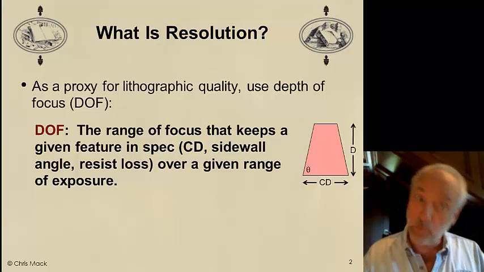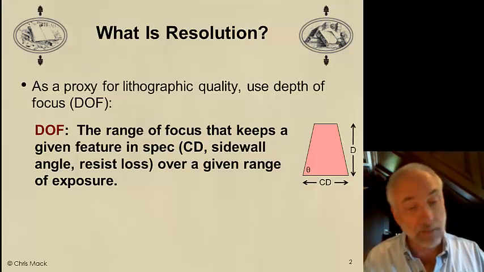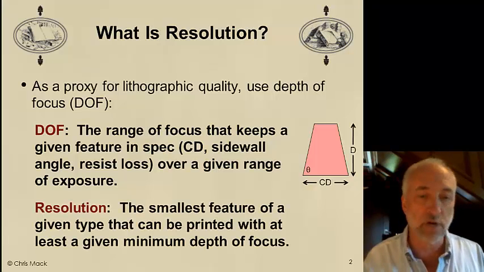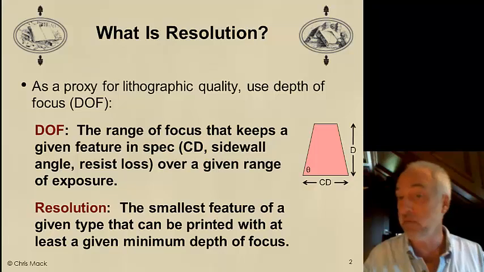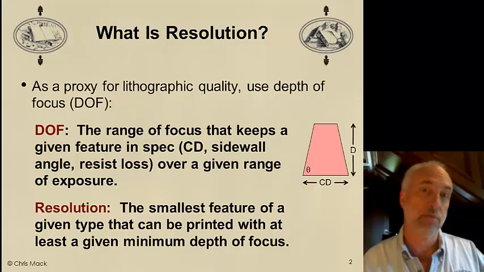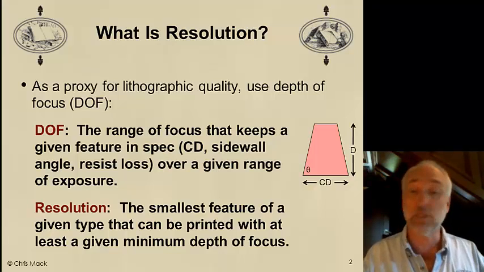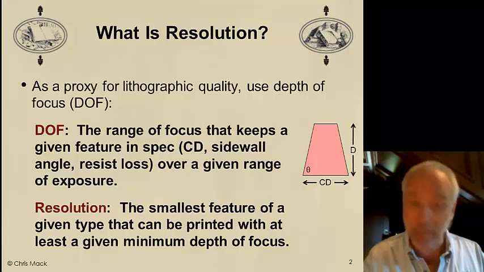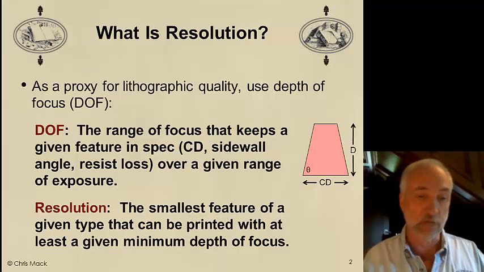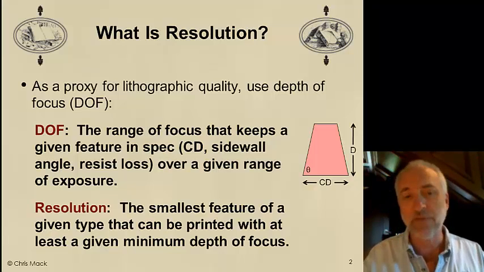Now, once we've defined depth of focus, we're ready to define resolution. And this is how resolution is generally defined in a manufacturing environment. The smallest feature of the given type we're interested in that can be printed at least a given minimum depth of focus. If you push the feature size smaller, maybe we can print it, but we can't print it with sufficient control. And we use depth of focus as our proxy for how easy it is to control that feature in a manufacturing environment. So that's the definition of resolution that we generally use in manufacturing.